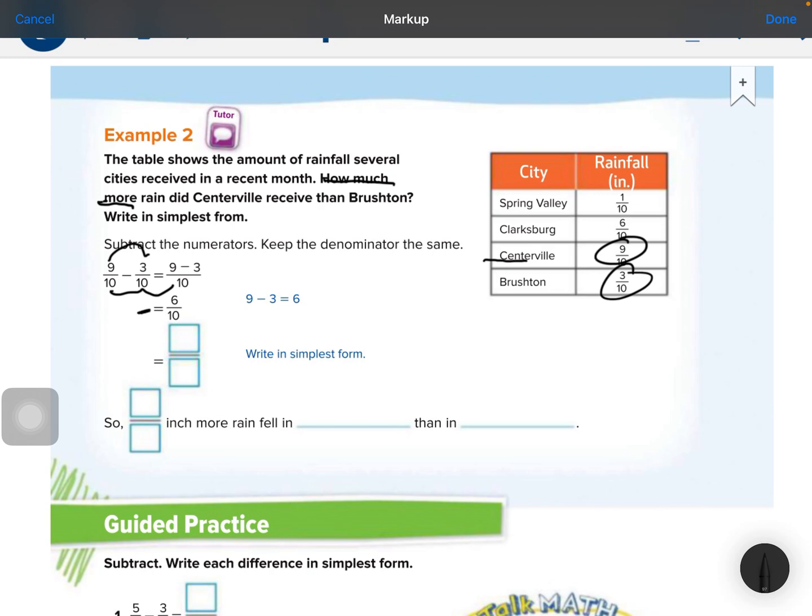Now, this number is even, so I can definitely simplify that by dividing each number by 2. 6 divided by 2 is 3. 10 divided by 2 is 5. So 3/5 of an inch more fell in Centerville than in Bushton.